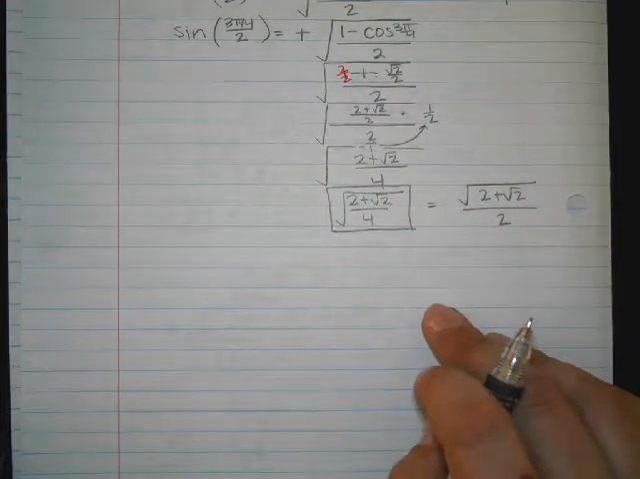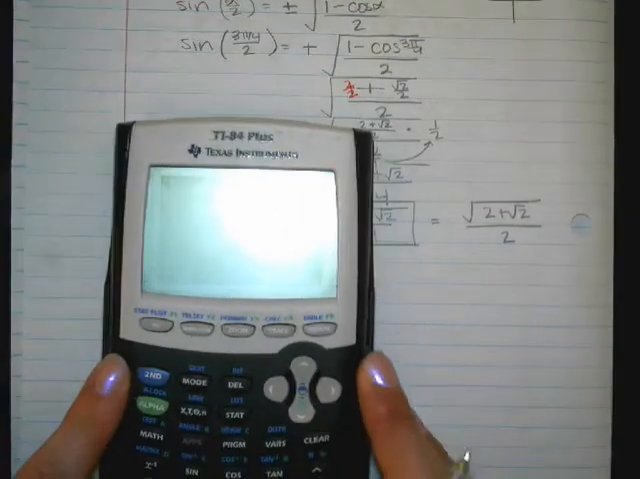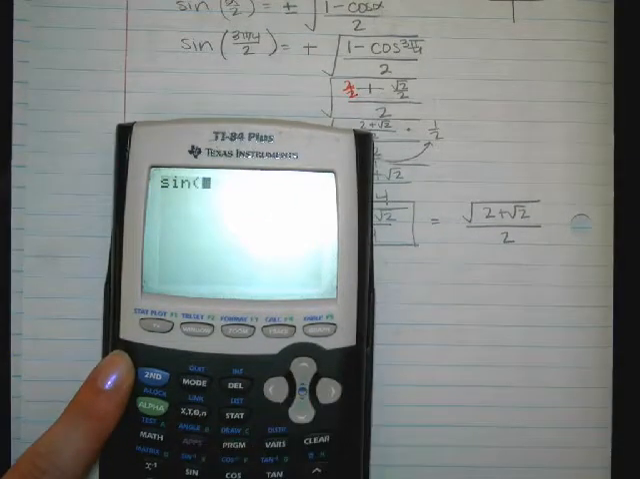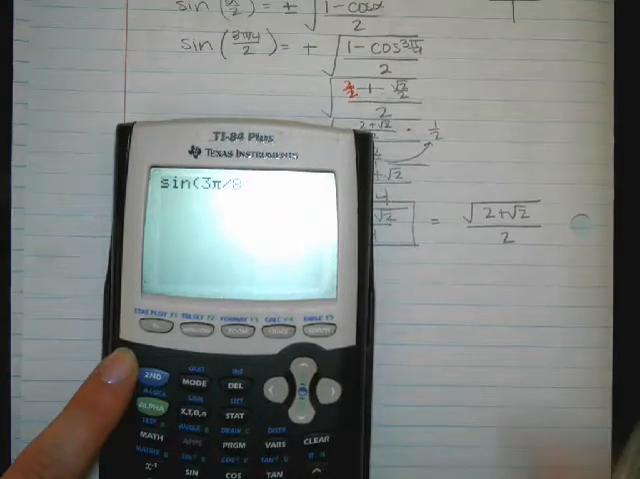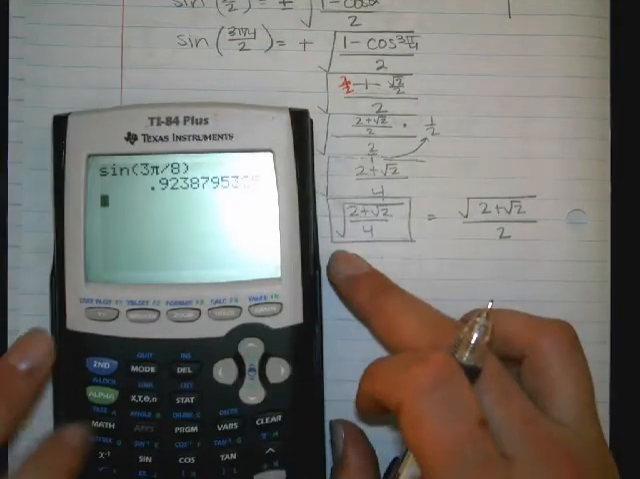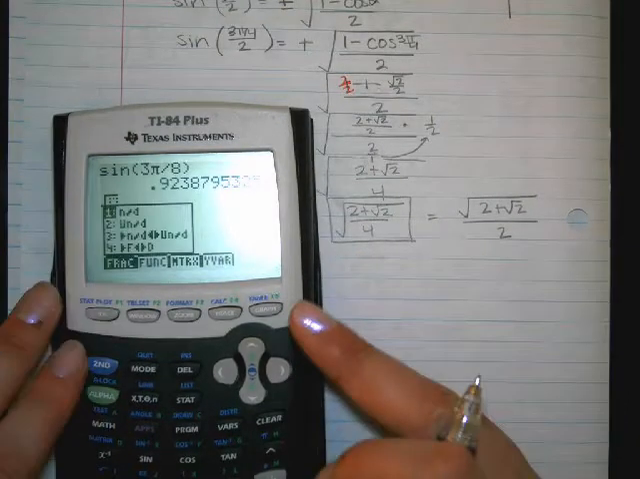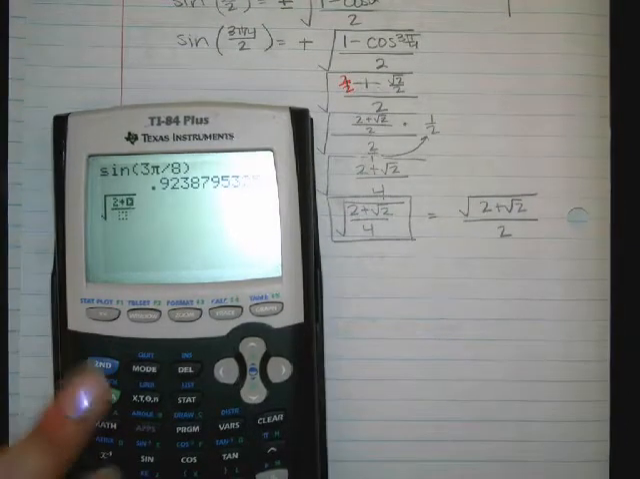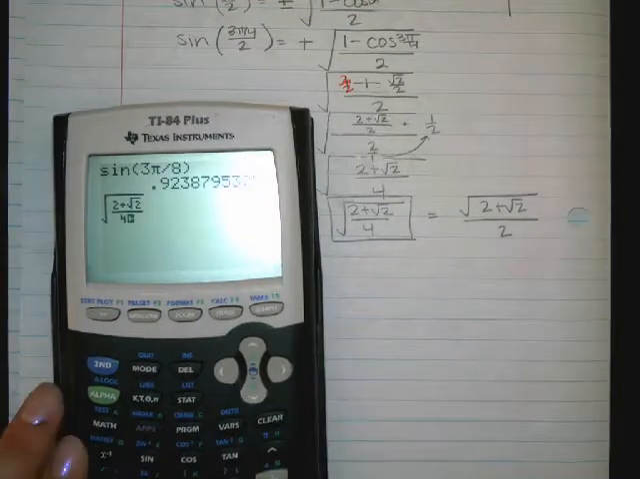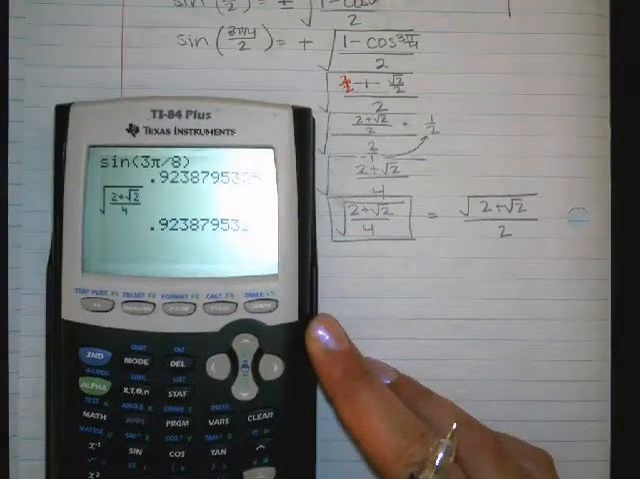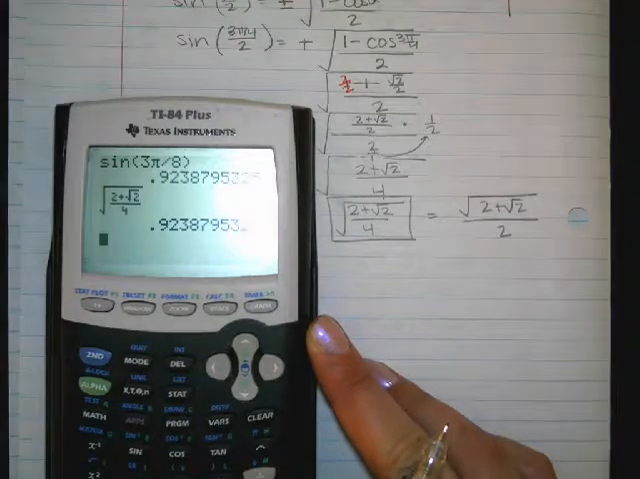Okay, so we're still going to double check and make sure that we can get these answers right in our calculator. So I'm going to double check sine of 3 pi eighths, and then I'm going to do a big square root sign with a fraction inside. That's 2 plus square root 2 over 4. And my decimals match, so I know I did it correctly. Alright, does that make sense?